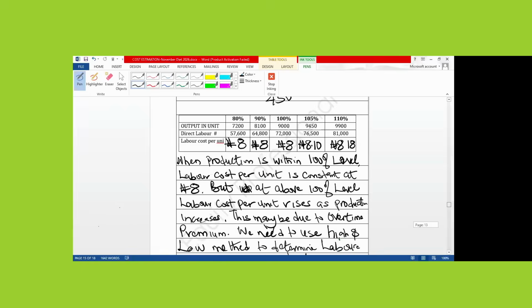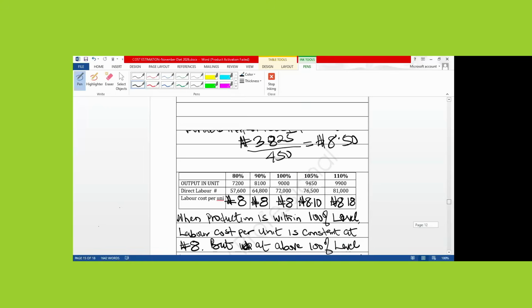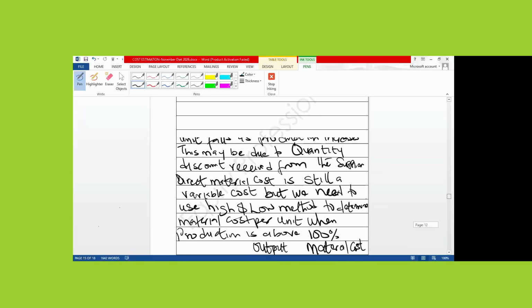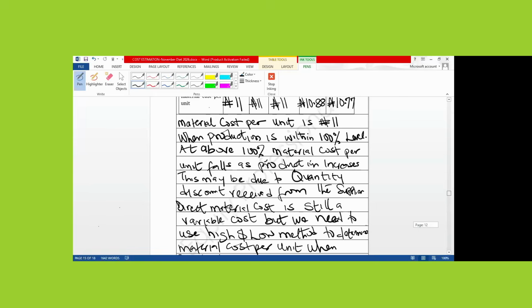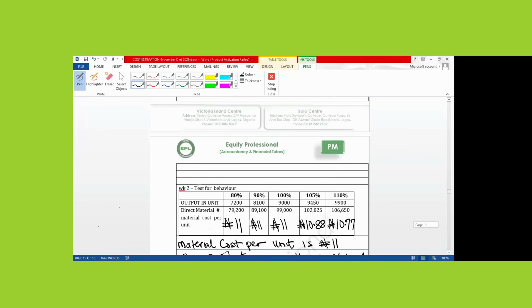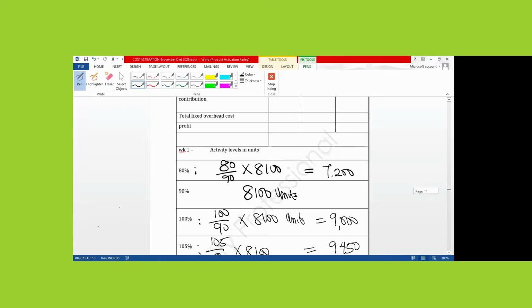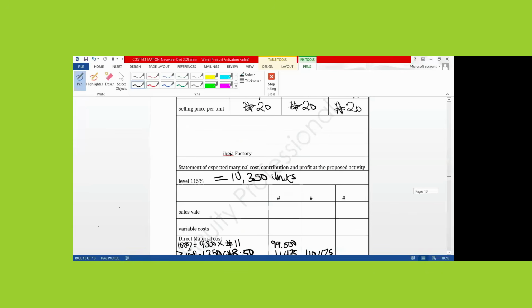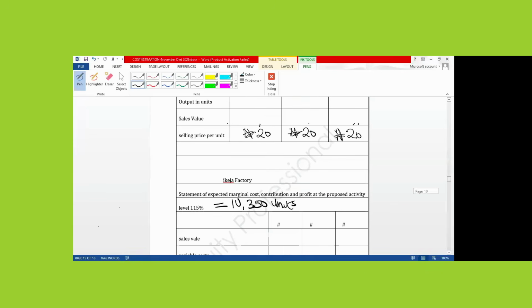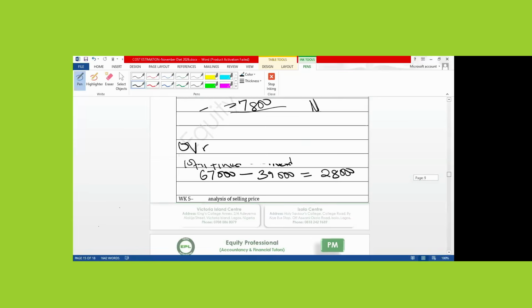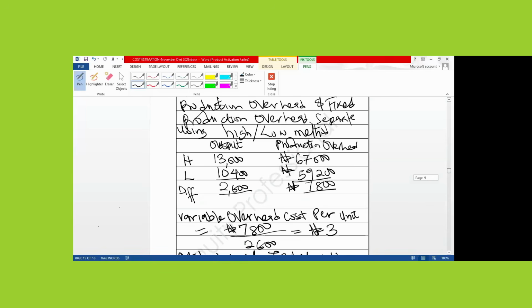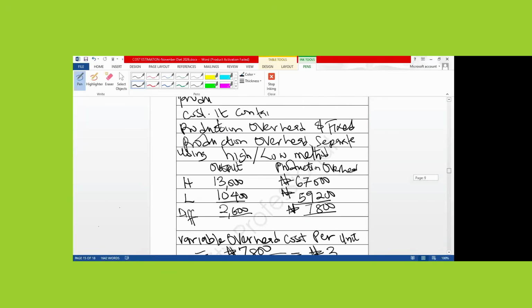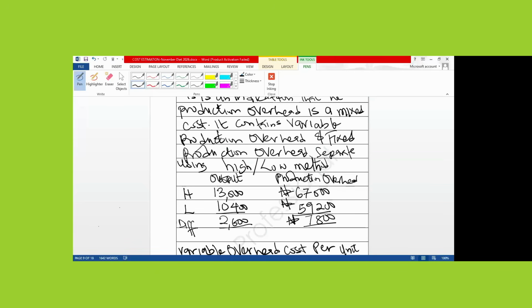Yes, sir. I want to quickly ask. Let's assume that the selling price is not constant. Are we going to use high and low in that regard? No, sir. High and low method is for cost analysis, not revenue.